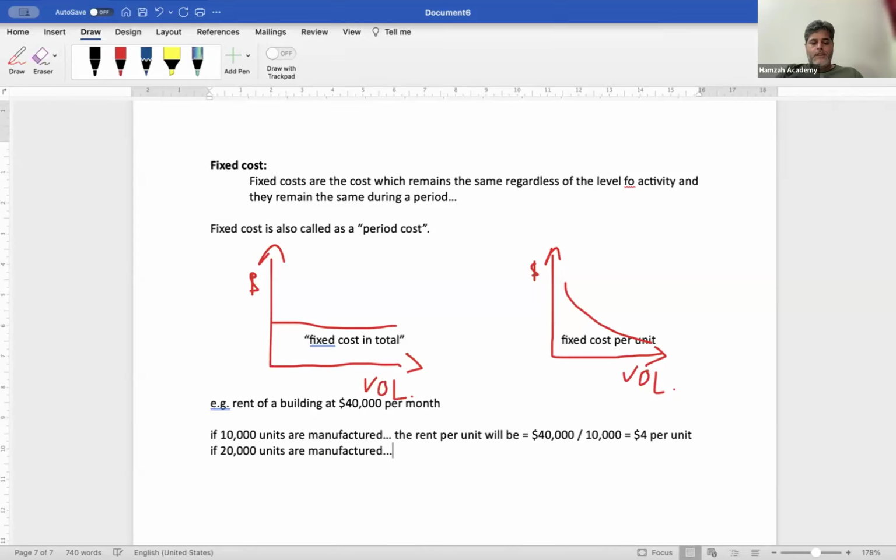And if 40,000 are manufactured, the rent per unit will be 40,000 by 40,000, which is $1 per unit. Basically, the per unit cost simply drops as activity increases. As the level of activity is increasing, the cost per unit is dropping, right? So this one.